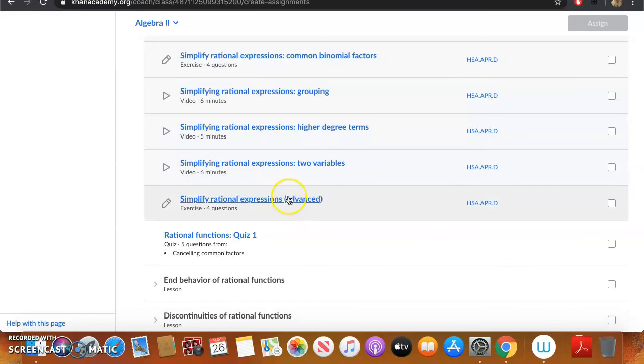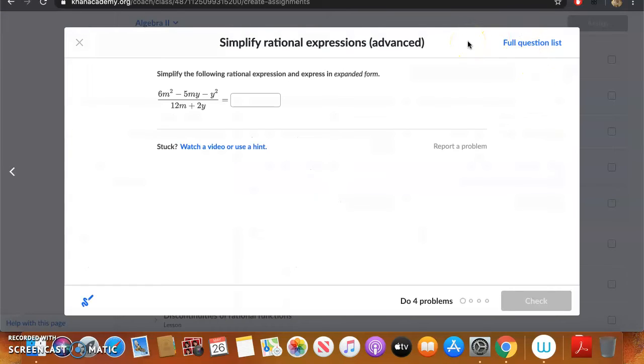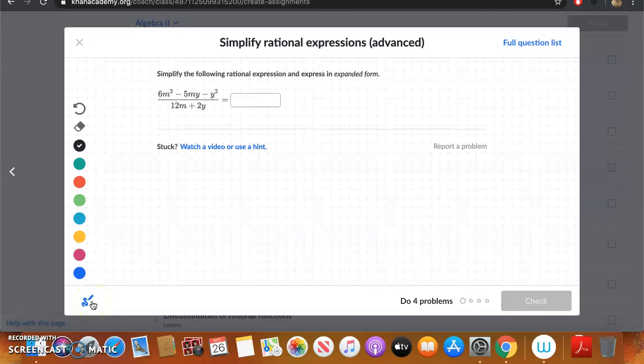All right, let's do a couple more. We're at the end of this set, so let's go back and do a couple more. All right, let's look at this one. Simplify and express in expanded form. All right, we got lots of space on this. I like that. All right, so let's do the top.